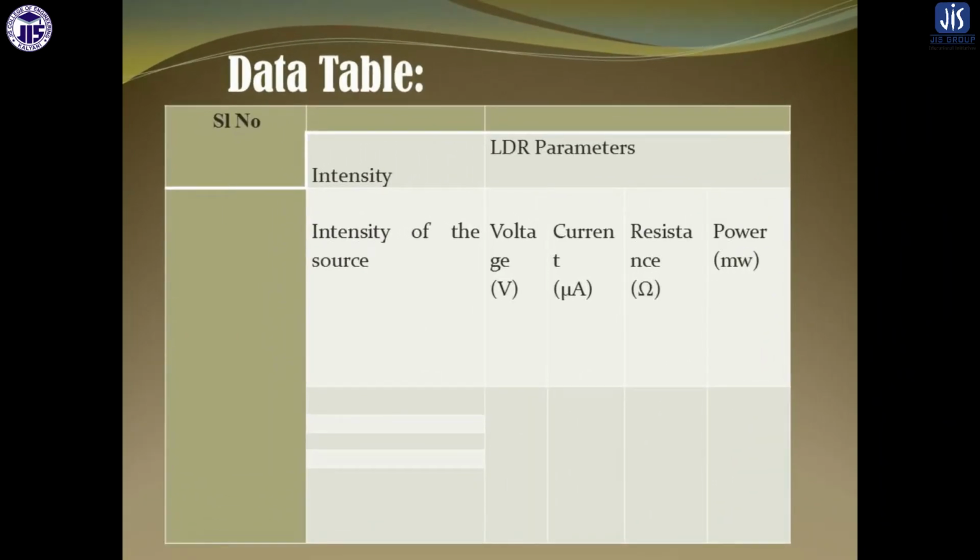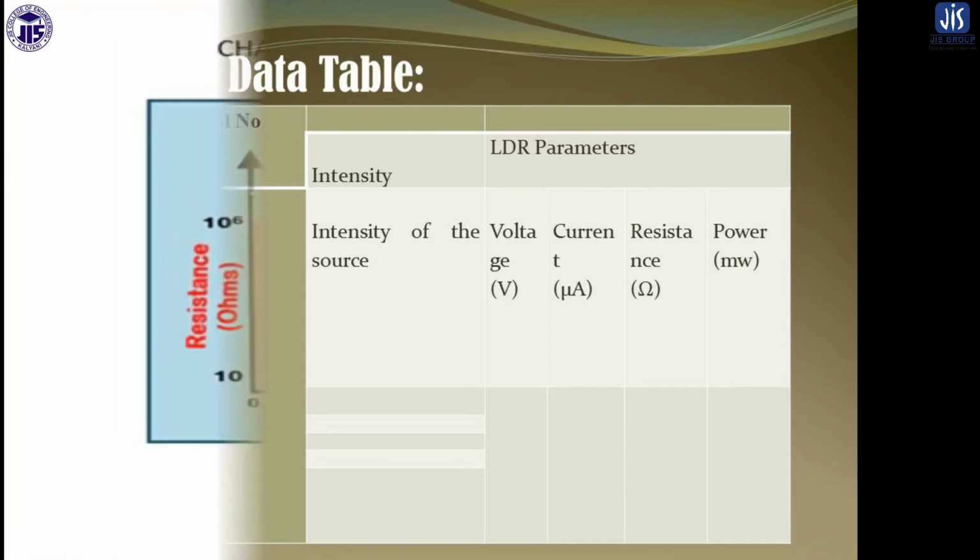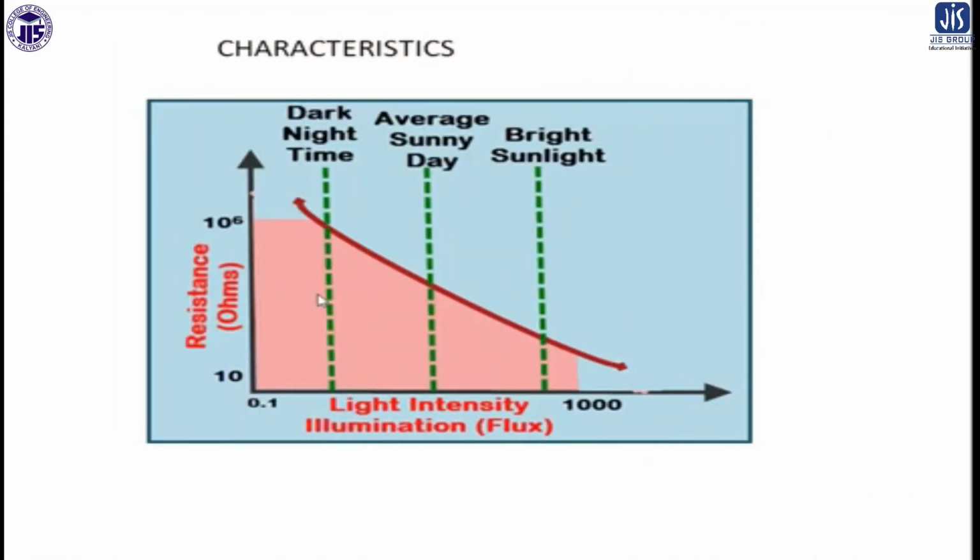You can see we have to take the readings according to the intensity. Then you will see the current and voltage. According to your current and voltage, you have to calculate the resistance and the power. Then you just have to plot a graph. This is the nature of the graph. You can see the light intensity and the resistance.